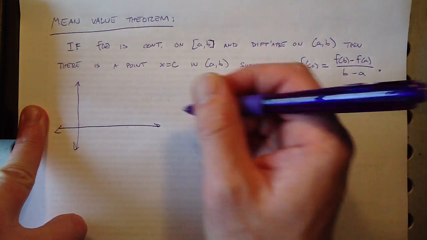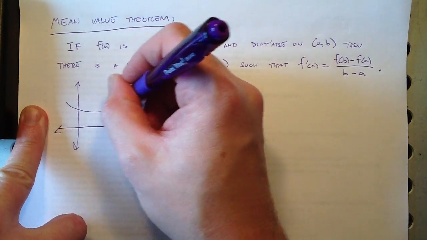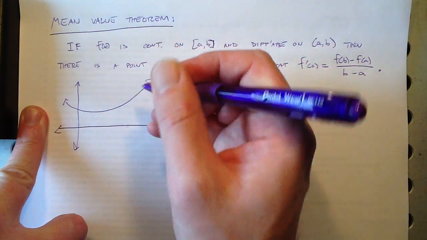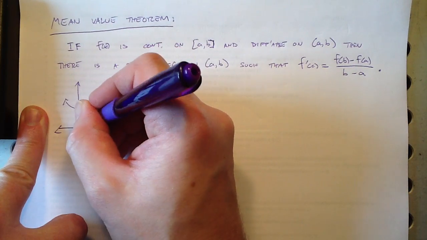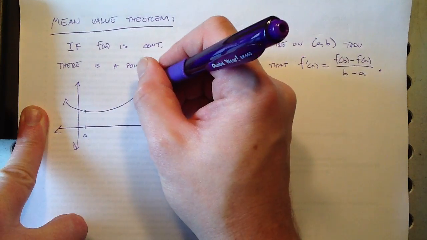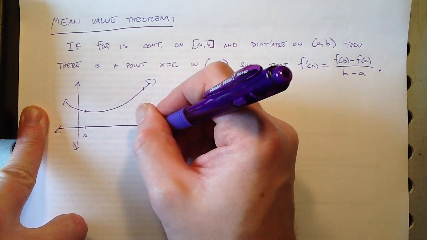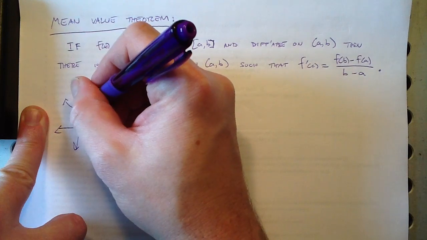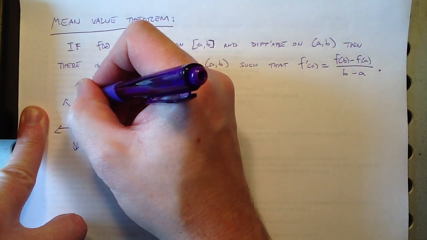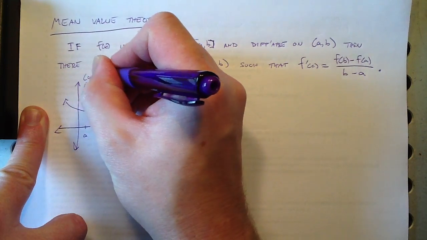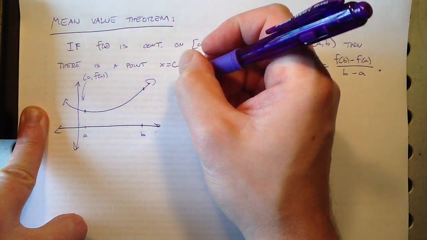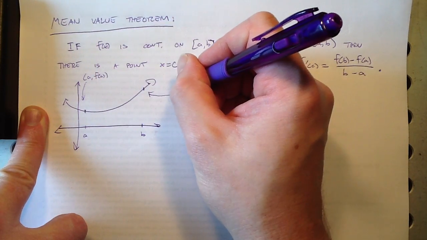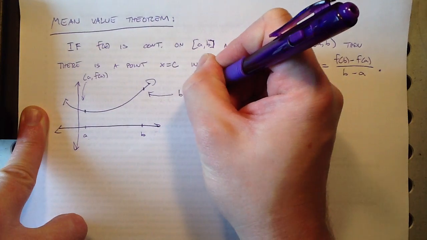So here's some continuous and differentiable function. Let's say this is a here, this is b. Right, so this is the point a comma f of a. This is the point b comma f of b.